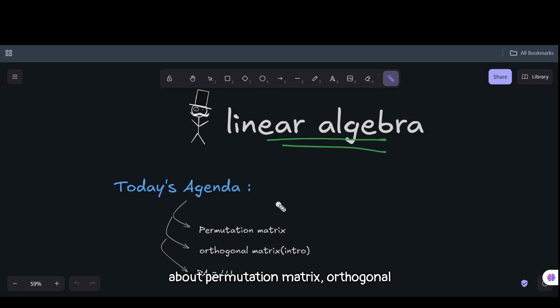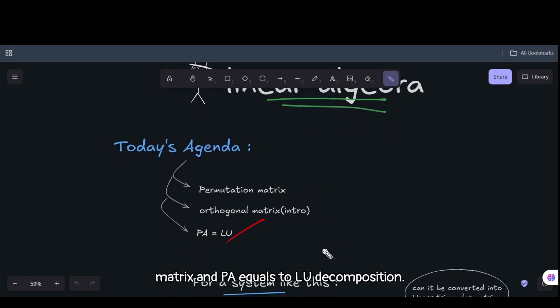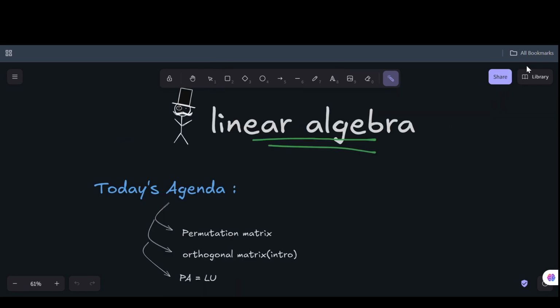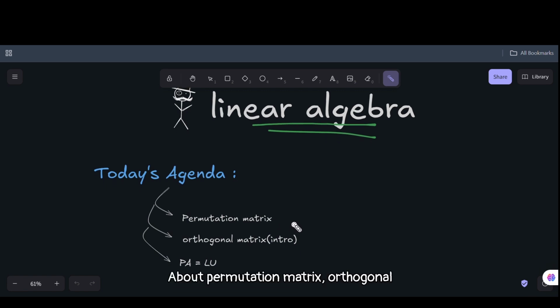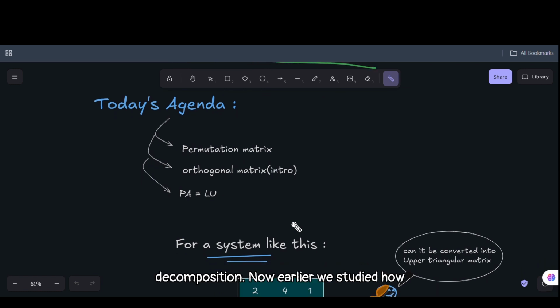Today we are going to study about permutation matrix, orthogonal matrix, and PA equals LU decomposition.